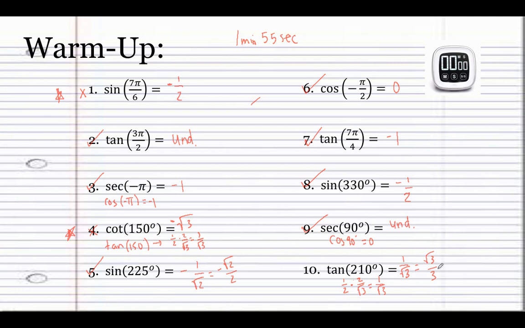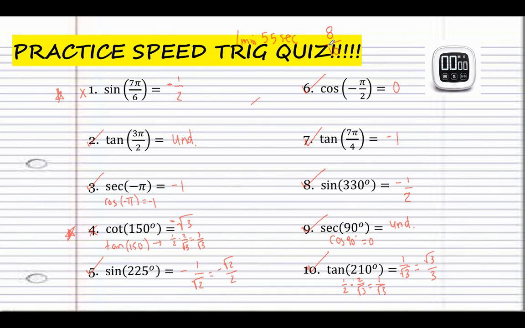Oh wait, why am I doing 1 over? I shouldn't be doing 1 over. Sorry, I'm just doing the tangent of 210. I was just thinking through it as sine over cosine. So this is correct. So I would have gotten an 8 out of 10 on a speed trig quiz, if this was a practice speed trig quiz.